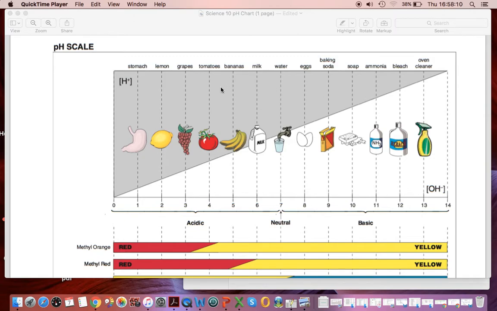And what happens is, if I go from a pH of 3 to 2, the lemon is 10 times more acidic than the grapes. Then if I go from a pH of 2 to 1, the stomach is going to be 10 times more acidic than the lemon, or 100 times more acidic than the grapes. So every change of 1 is a power of 10. So if you change by 3 on here, that would be 10 to the third. So the stomach is 1,000 times more acidic than a tomato. So that's how you deal with the top chart.